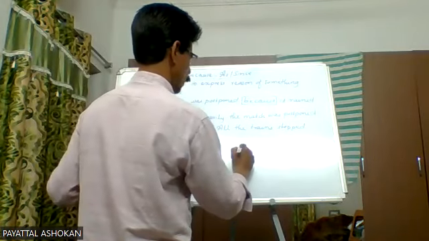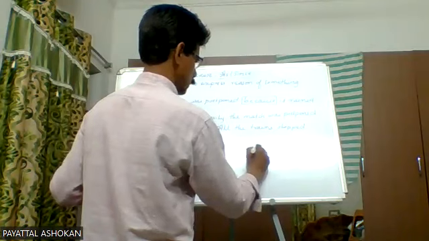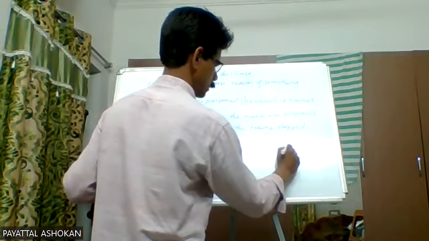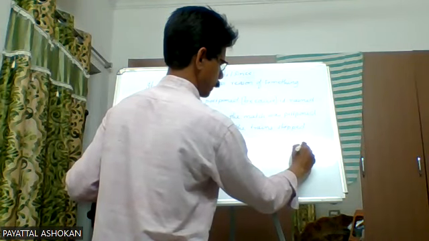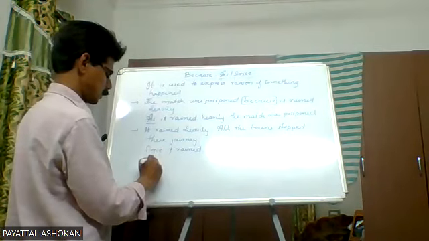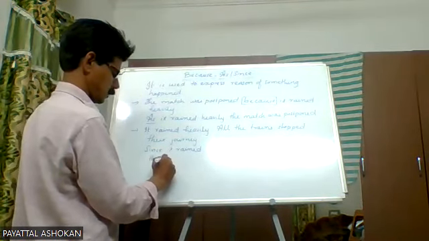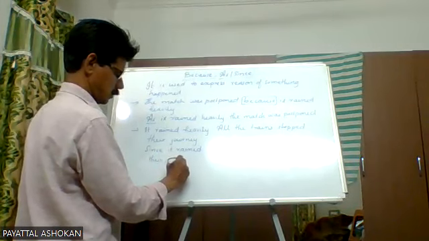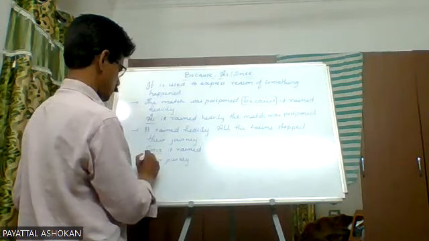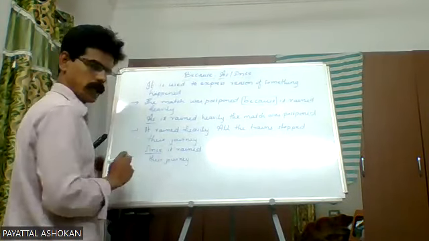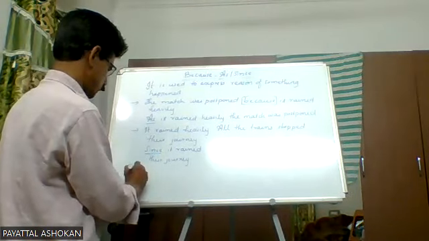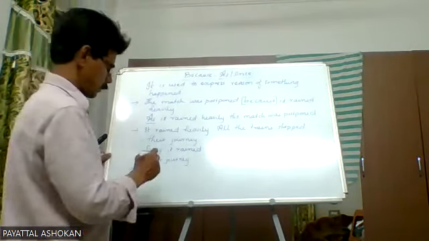Since it rained heavily, all the trains stopped. All the trains stopped their journey. Here, since is the conjunction used. Since is a subordinating conjunction. The same word. Another example I can give you here.